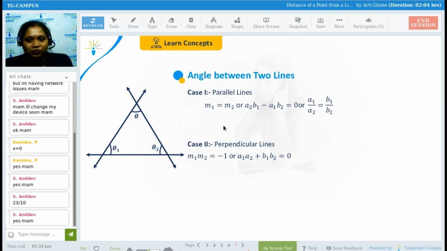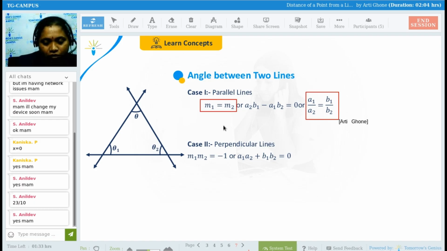Next part. Parallel lines and perpendicular lines. Now this angle changes everything for parallel lines and perpendicular lines. So for parallel lines, just remember these two conditions. Very important. Slopes are equal. Most of the time you have to use this in a JEE question. Either slopes are equal, or a1 upon a2 is equal to b1 upon b2.